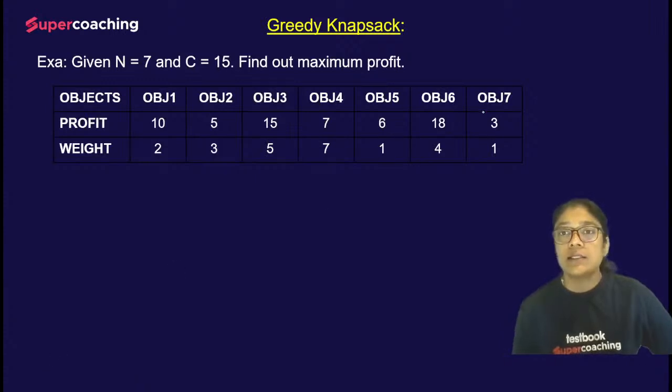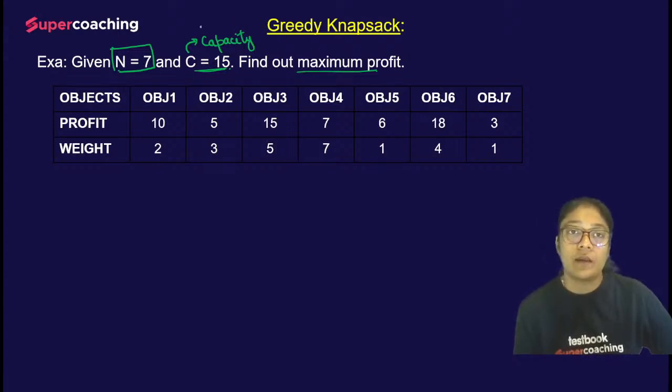Here in this case, you are given with 7 objects. Number of objects given are 7. Capacity of a knapsack is 15, and you are supposed to return the maximum profit. Try करना है या मैं करूँ? Capacity. This is the maximum capacity. C is representing the maximum capacity, where N is representing the number of objects.